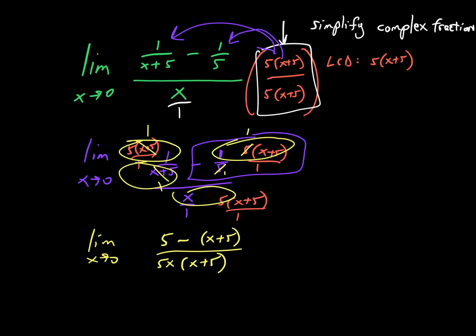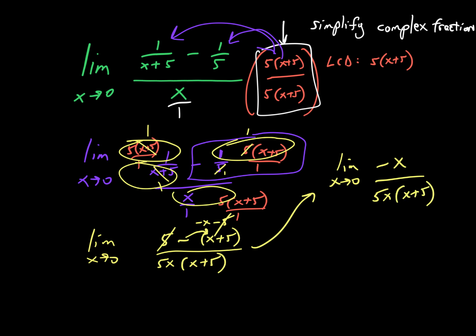Now let's go up here. We have the limit as x is approaching 0. When you simplify this, this becomes negative x, negative 5. 5 minus 5 goes away. I'm left with a negative x. Upstairs is negative x. Downstairs is 5x times this. Notice we have a common factor. I can cancel out an x with an x, and now I'm left with this.